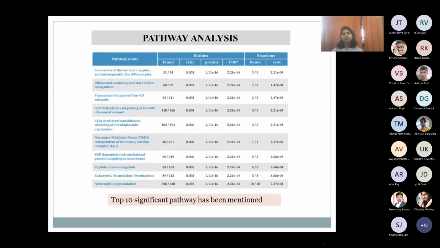Next, the uniprot identities obtained in MetaboAnalyst were fed into Reactome for pathway analysis. Out of the top 25 significant pathways, the top 10 significant pathways have been mentioned here. Some of the top significant pathways are formation of ternary complex and subsequently the 43S complex, ribosomal scanning and start codon recognition, formation of a pool of free 40S subunits, GTP hydrolysis and joining of the 60S ribosomal subunit, L13a-mediated translation silencing, etc.